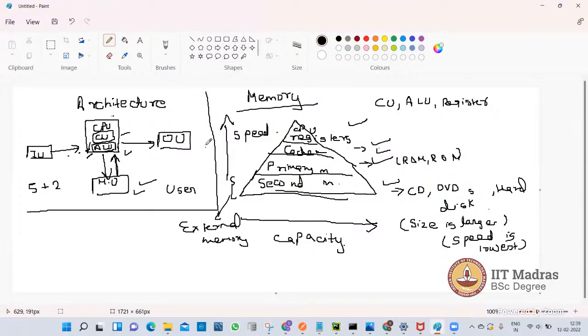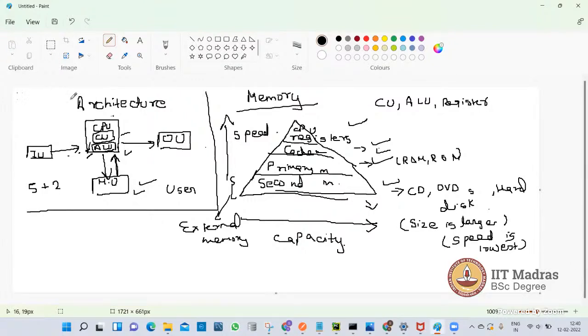If I talk about them in more detail, one question: where do SSD and HDD come in this hierarchy? They come in the secondary memory itself. SSD is better than HDD, so within secondary memory we have more hierarchy. I'll explain the difference between SSD and hard disk and why we prefer SSD nowadays. The SSD is placed in the secondary memory itself, and nowadays it is rapidly used, but why? I'll tell you in some time.